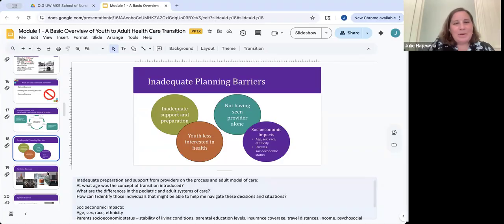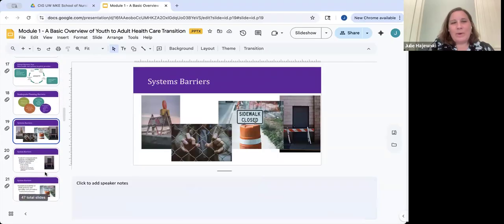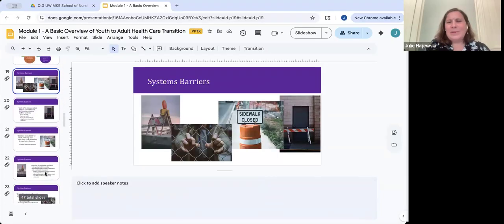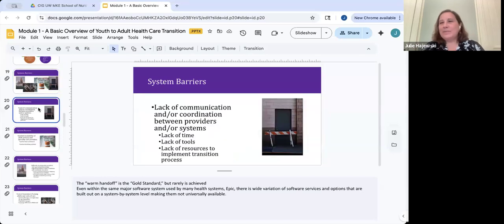So those are some of the planning barriers that we talk about. And then I spend a little bit more time, as you might imagine, on systems barriers, because this is probably one of the biggest areas of barriers. And from the provider standpoint, especially when we talk about physicians, PAs, nurse practitioners in primary care, there are lots and lots of systems barriers that contribute to challenges in youth to adult healthcare transition.